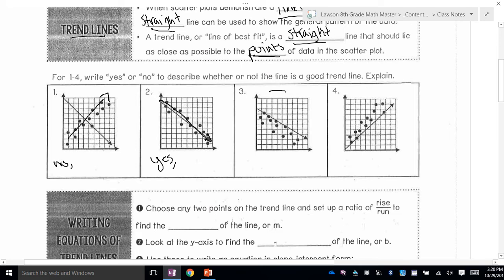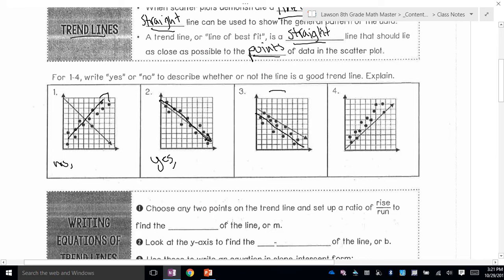This might trip you up, because you're saying, oh, it's going through 1, 2, 3, 4 points, and it's negative. This scatter plot seems to have a negative trend to it, so I'm going to say yes, it is a good trend line. But actually it's not, because we want our trend line to go in between the data, right?